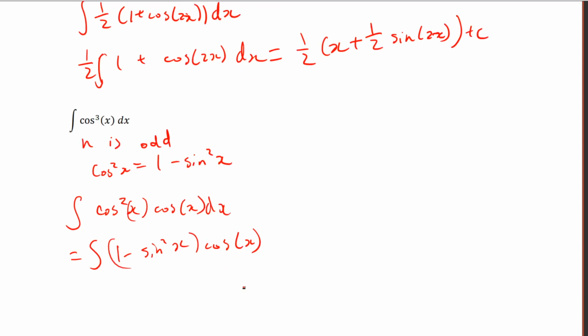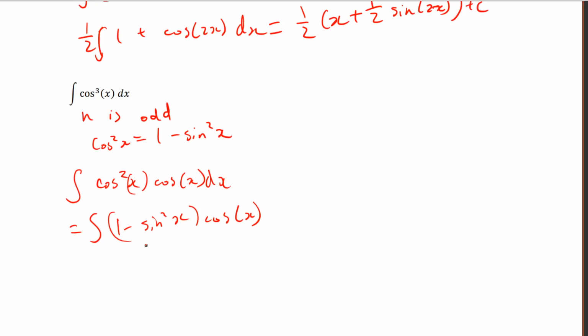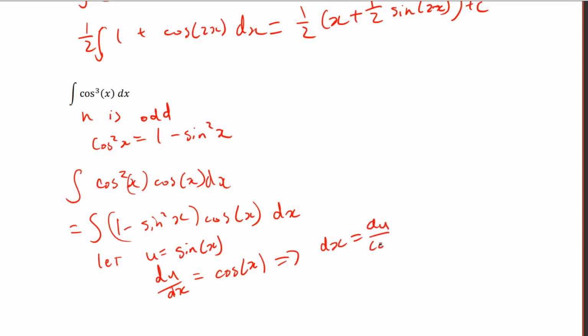Now I want to do a u substitution. I'll let u equal sine x, because when I take the derivative of sine x, it should cancel out with my cos x. So I'll let u equal sine x. du dx will equal the derivative of sine, which is cos, and then I'll get dx equals du on cos x.